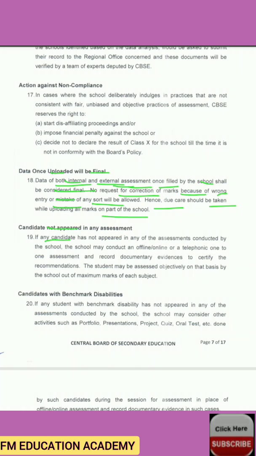Suppose a candidate has not appeared in any assessment, that is, if a candidate was absent in internal assessment as well as external assessment, then what should CBSE do for such students? If any candidate has not appeared in any of the assessments conducted by the school, the school may conduct an offline or online or a telephonic exam for one assessment and record documentary evidence to certify the recommendations. The student may be assessed objectively by the school out of the maximum marks of each subject. So the school can conduct exams either online, offline or telephonic, and then based on it, it can award the marks even if the student was absent.